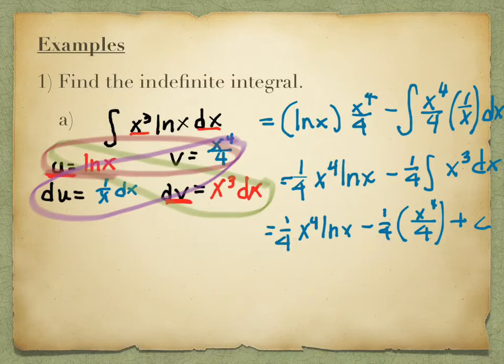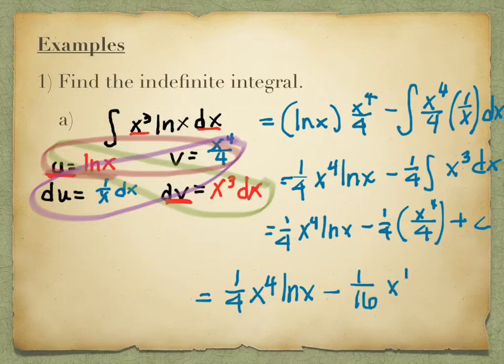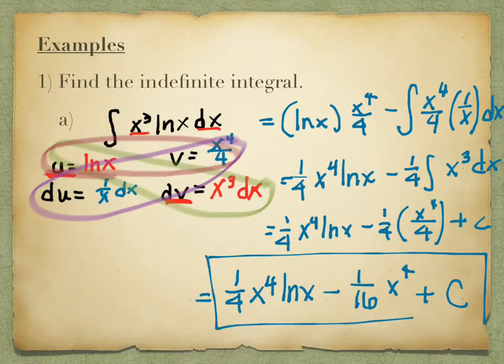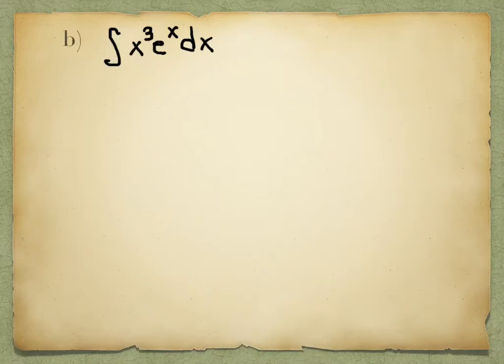All right, I think I'm finished with that one. Well, we'll do one more simplification. We're going to have 1/4 x to the fourth ln x, and then I have minus 1/16, or x to the fourth over 16, plus c. Is that good? Got the basic idea? Because the next one's more interesting.